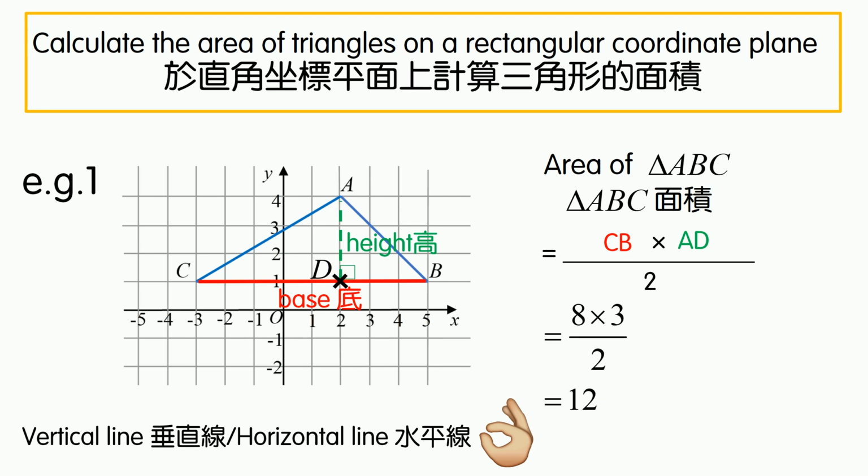After calculation, the area of ABC is 12. And the unit for this area is square units. Remember, don't use cm square, meter square, something like that. In the rectangular coordinates plane, we will use square units to represent area.